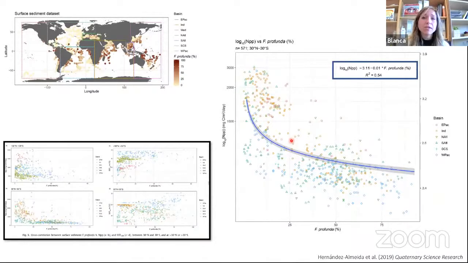Based on these results, we developed a global calibration model between satellite net primary productivity estimates and Florisphaera profunda for this latitudinal band only, the one comprised between 30 degrees north and 30 degrees south. And here is our calibration model. The blue line represents the logarithmic regression. The R square is 0.54, and the gray shaded area shows the residual standard error, which is approximately 0.63.